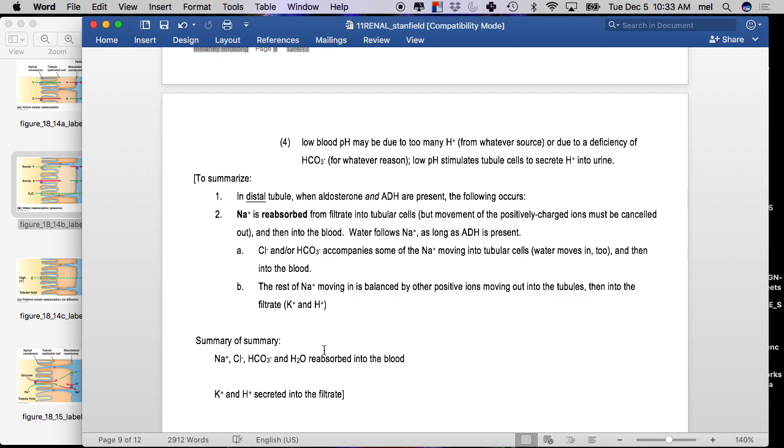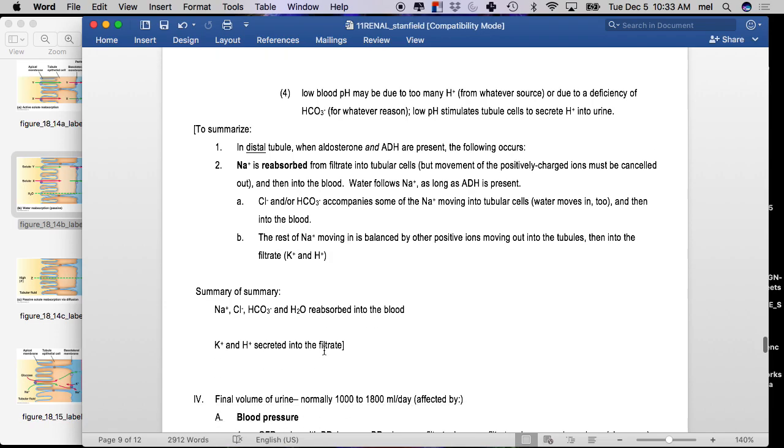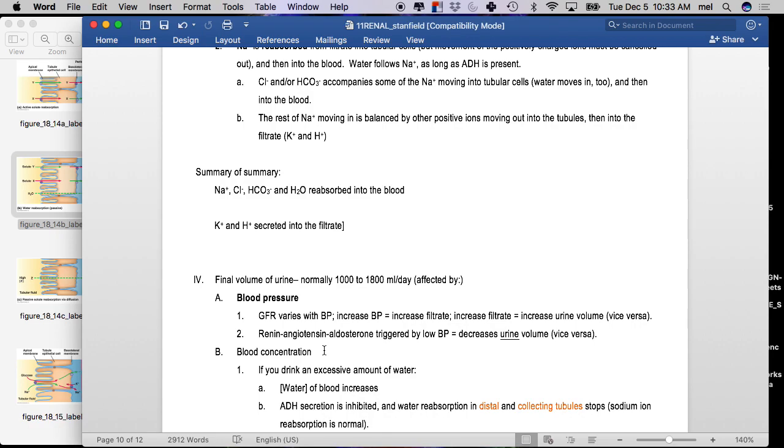So either you have to have negative ones follow them or swap them for other positive ones, right? That makes sense? Okay. So what will happen is as you move massive amounts of sodium in at the distal convoluted tubule, you'll either have chloride and bicarbonate follow it, right? Or you'll swap it for these two, H+ and potassium. Okay, so a summary of a summary. Here you go. What is going to happen at the distal convoluted tubule under the influence of ADH and aldosterone? Oh, I didn't talk about water. Water will move in if ADH is there, remember? Okay, so one more time.